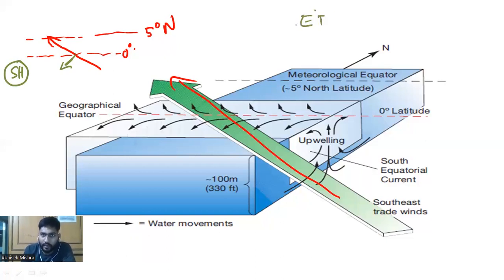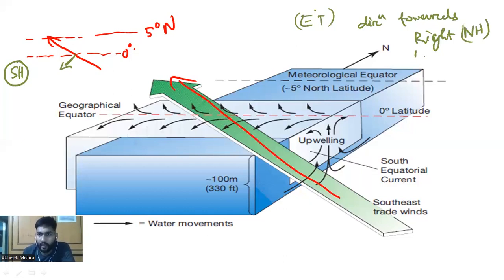towards right in northern hemisphere with respect to the wind. With respect to the wind, they will move towards right in northern hemisphere and towards left in southern hemisphere. Okay, so the water column which is below this 0 degree latitude, in the southern hemisphere side, will deflect towards left of the wind, and the surface water which is above 0 degree, in the northern hemisphere, will move towards right of the wind.